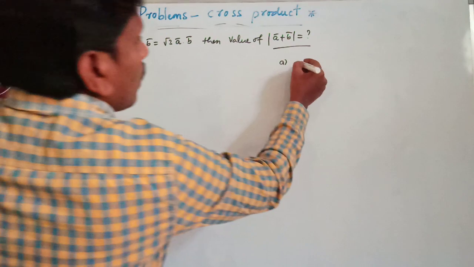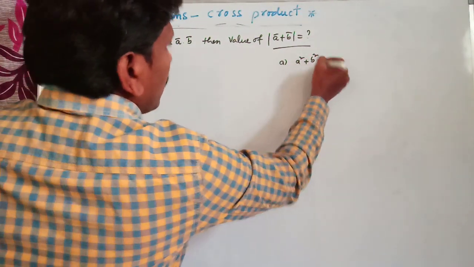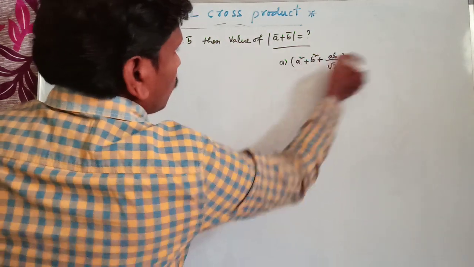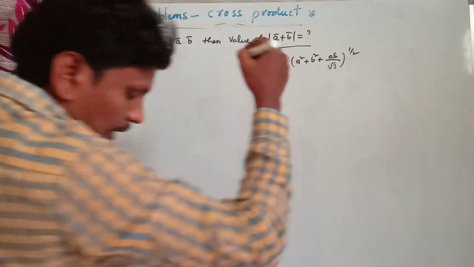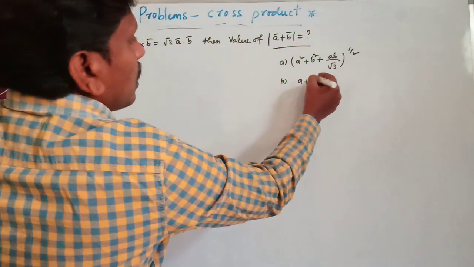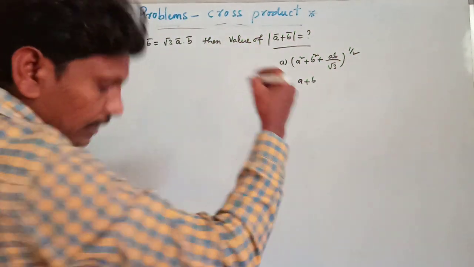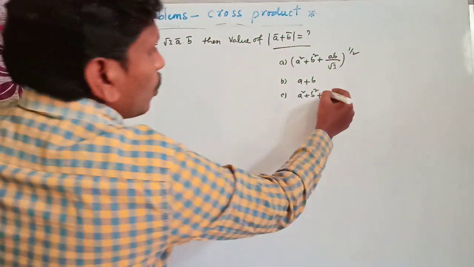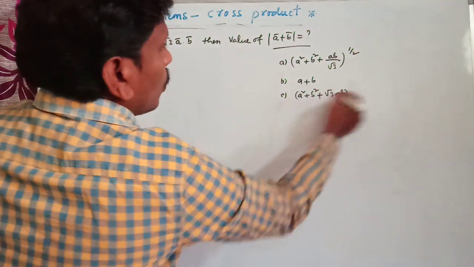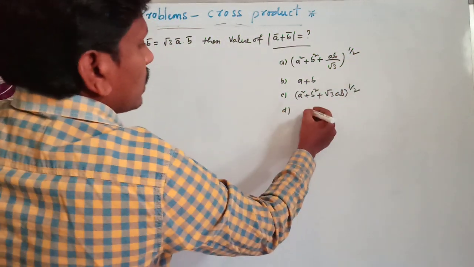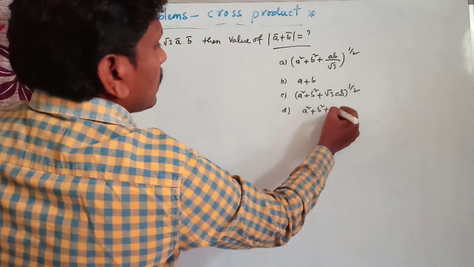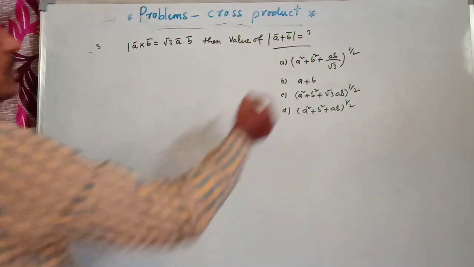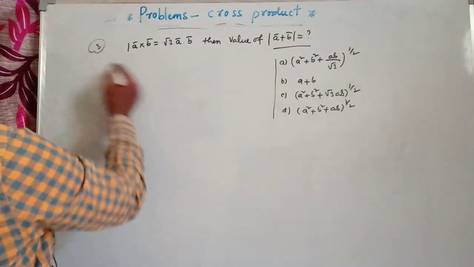So the options are: A square plus B square plus AB by root 3, all to the power of 1 by 2. The second option is A plus B. The third option is A square plus B square plus root 3 into AB, all to the power of 1 by 2, and the fourth option is A square plus B square plus AB, all to the power of 1 by 2. A, B, C, D options. Let us go through them one by one.